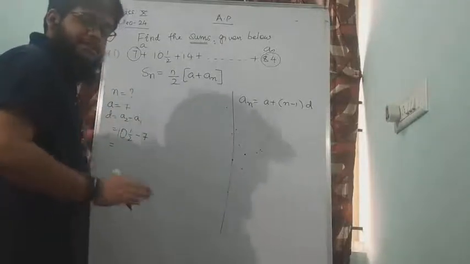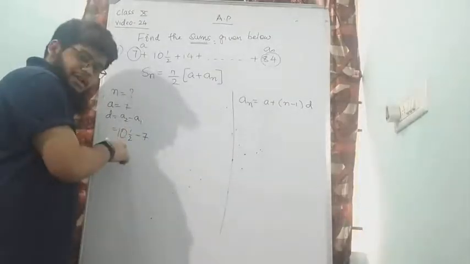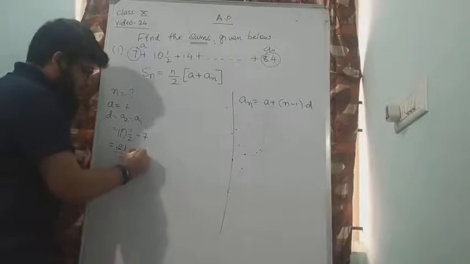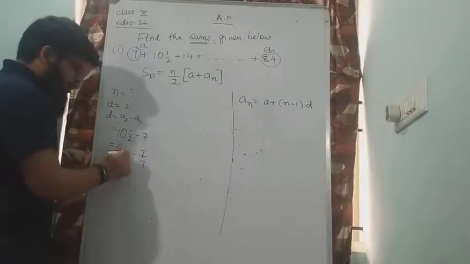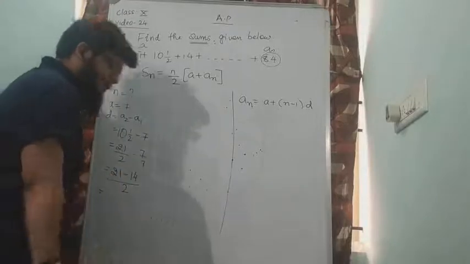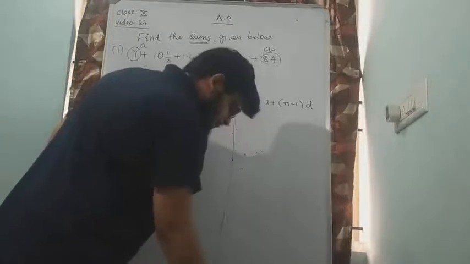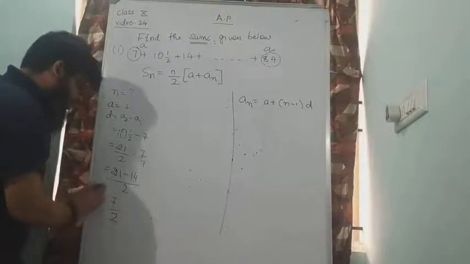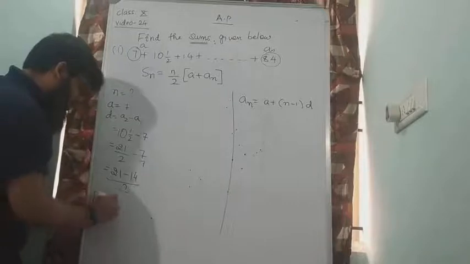First of all, let us convert this mixed fraction to a proper fraction. 2 tens are 20, 20 plus 1, 21 by 2, minus 7. So you can cross multiply. 21 ones are 21, 2 sevens are 14, divided by 2 ones are 2. And 21 minus 14 is 7, 7 by 2. And that is going to be your value of d.